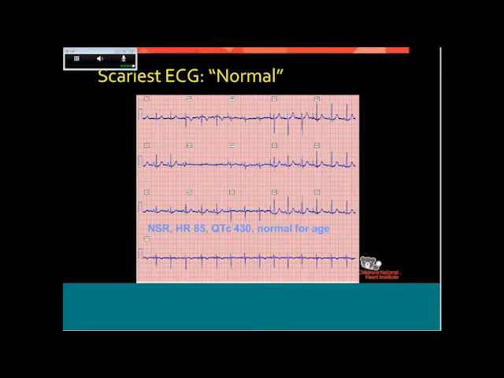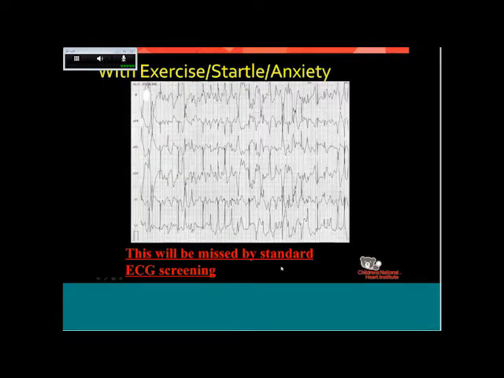This is the scariest ECG here. It's completely normal. Normal heart rate, normal intervals, normal voltages, a completely normal ECG for age. You put this child on a treadmill. This is what she looks like with polymorphic ventricular tachycardia and really an ugly looking ECG. And I want to stress the importance that this will be missed by standard ECG screening because those ECGs are done at rest. And this is CPVT.